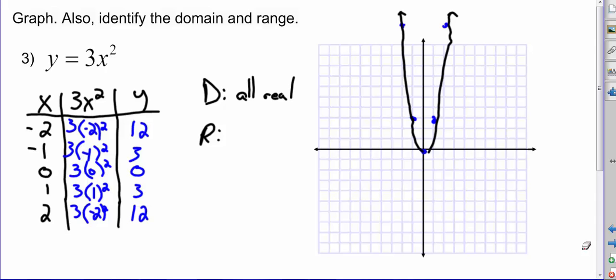All right, so for our range, basically, it's going to be all of the y values that are possible. So this is the minimum, the point (0, 0). That is the minimum y value that could possibly occur. Everything else must be greater than 0. So we're going to say that y has to be greater than or equal to 0. And that takes care of our range for that.